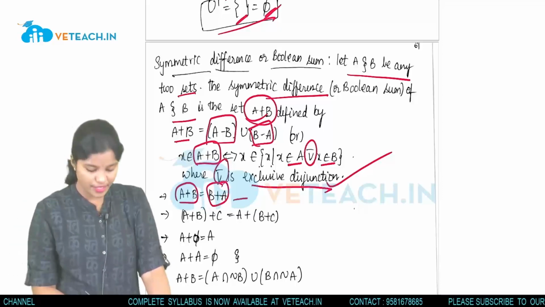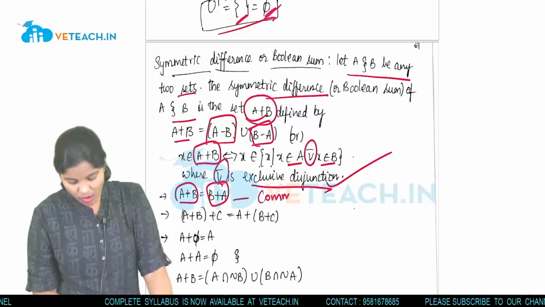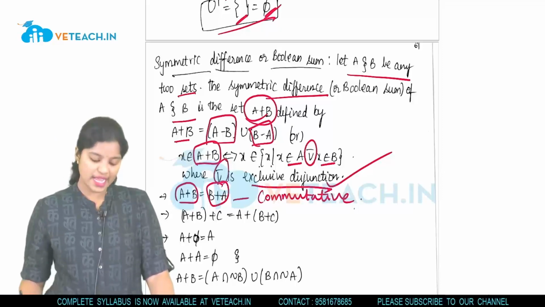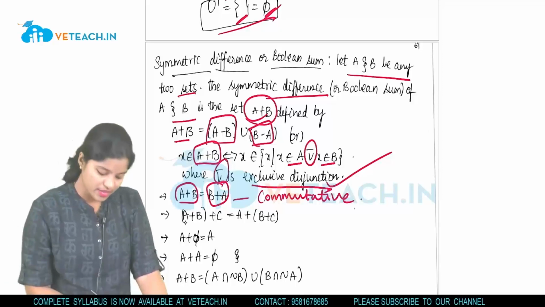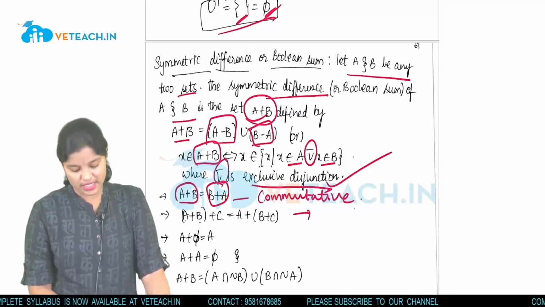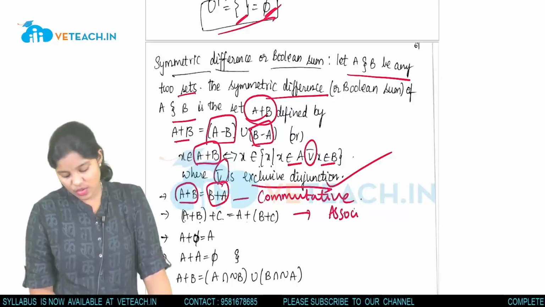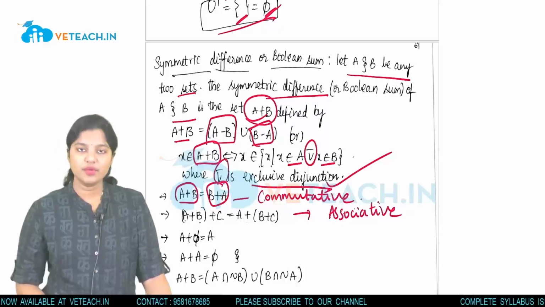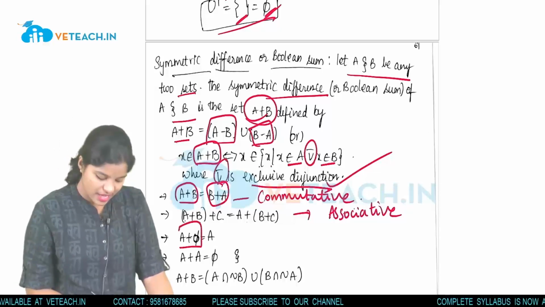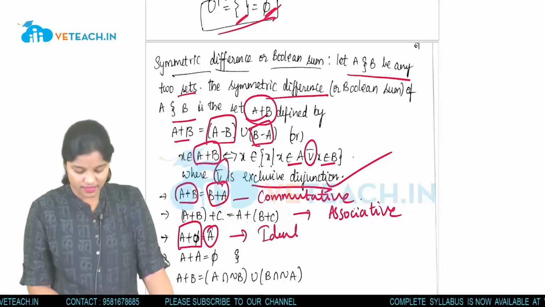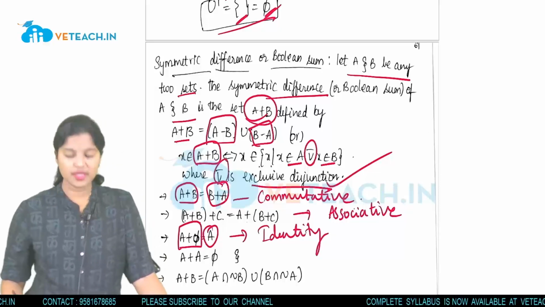Now properties: A plus B equal to B plus A. This is the commutative property. Okay, it satisfies the commutative property. Next one, A plus B plus C is equal to A plus of B plus C. That means it is the associative property. It also satisfies the associative property. Next, A plus ∅ is equal to A. So what are we getting here? Identity. So it is the identity property.